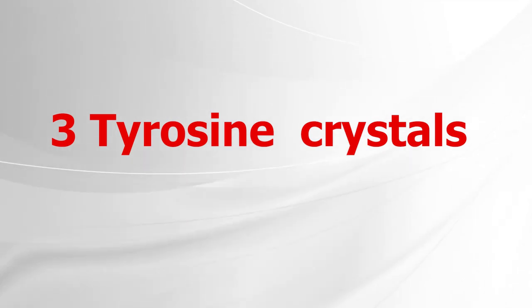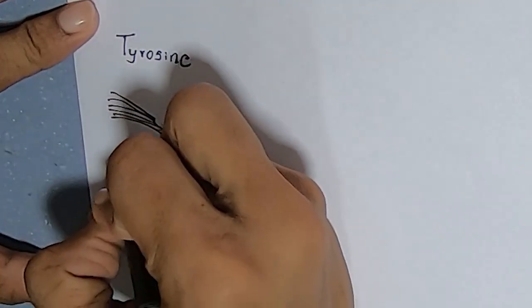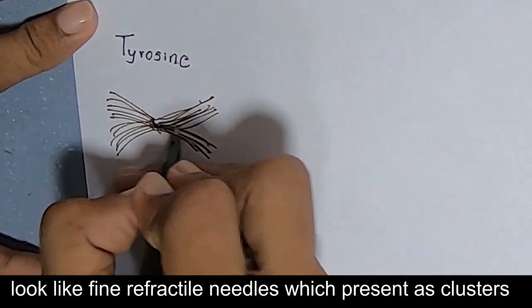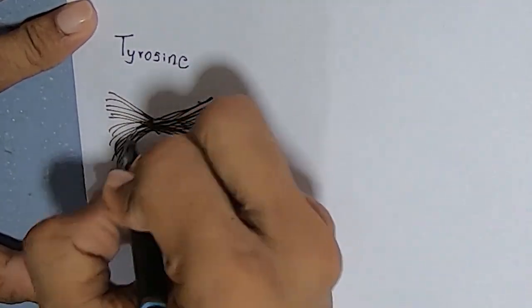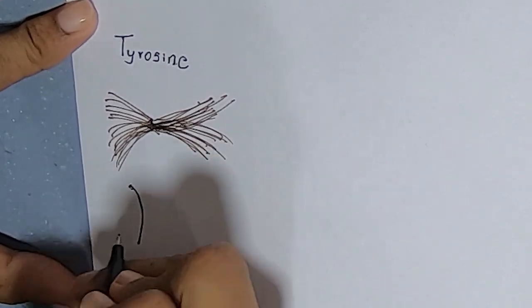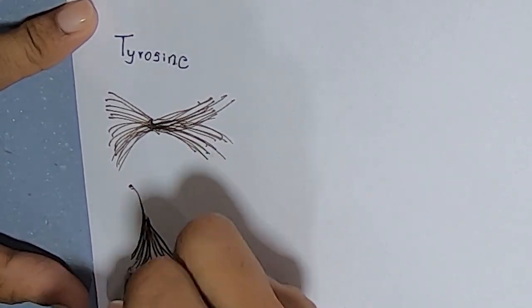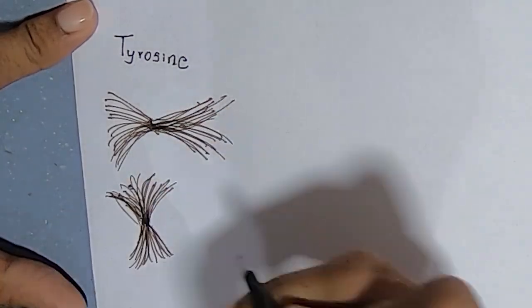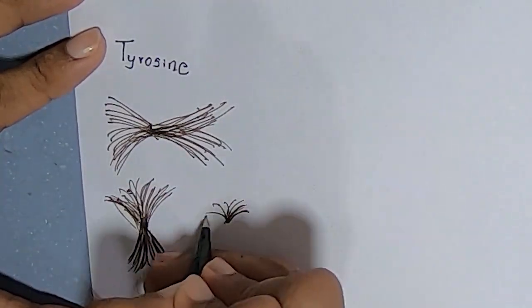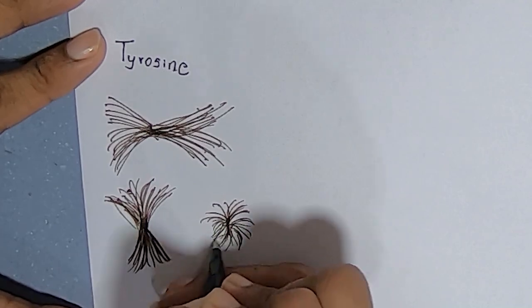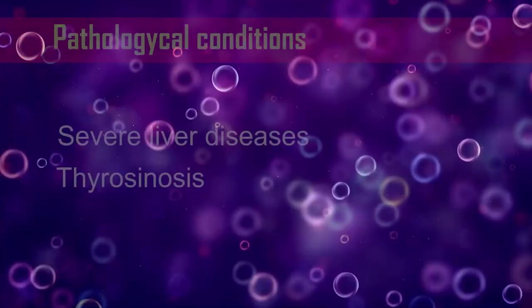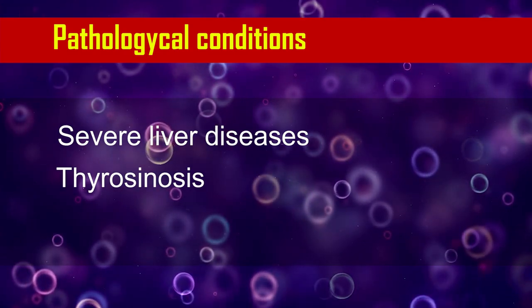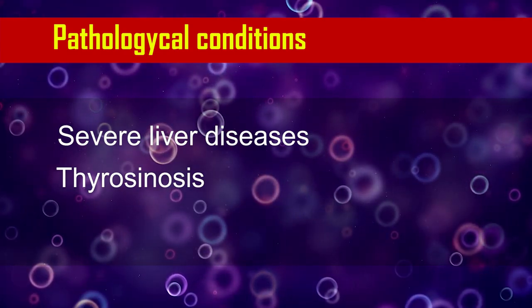Tyrosine crystals. They look like fine refractile needles which are present as clusters. Severe liver disease and tyrosinosis-like conditions give rise to tyrosine crystals in urine.